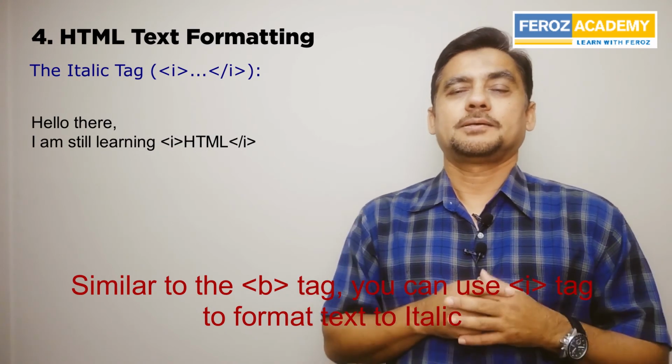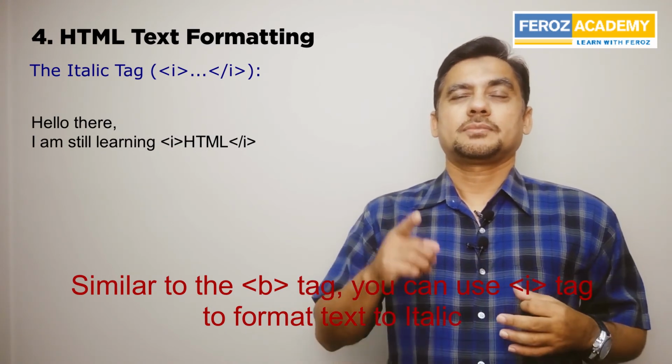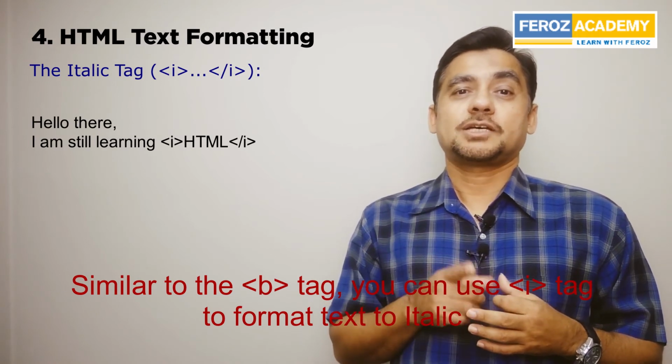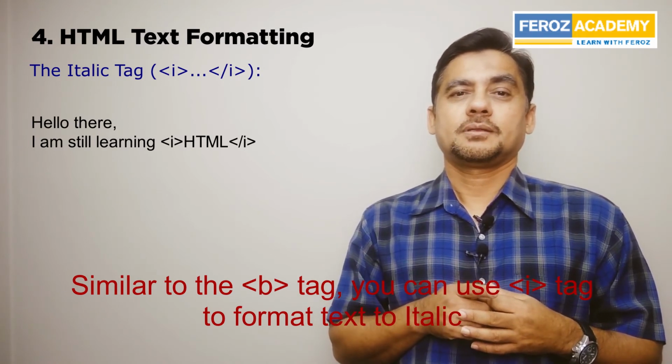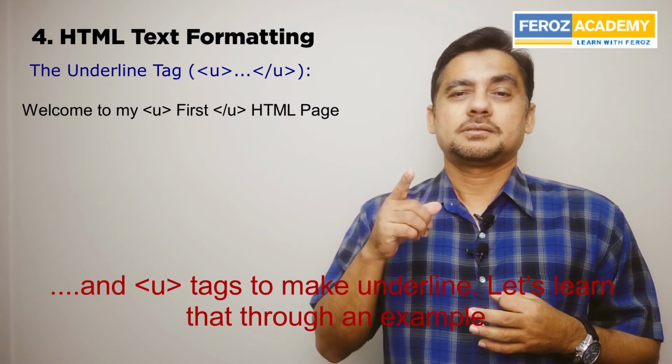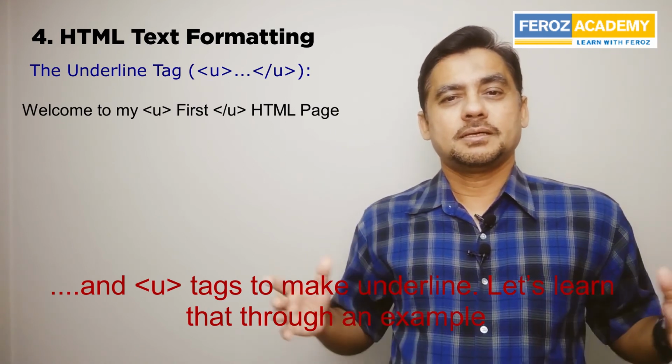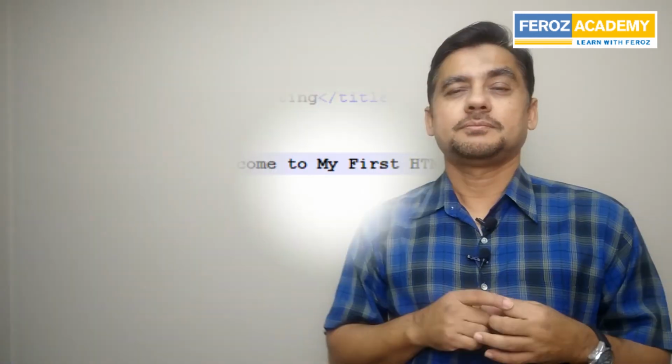Similar to the bold tag, you can use the italic tag to format text to italic and the underline tag to underline. Let's learn through an example.